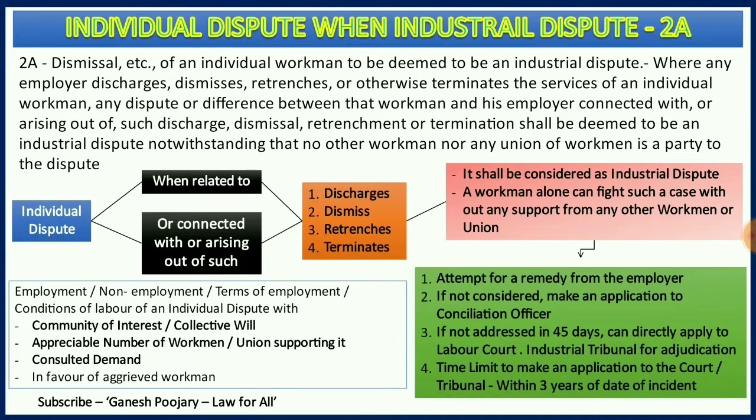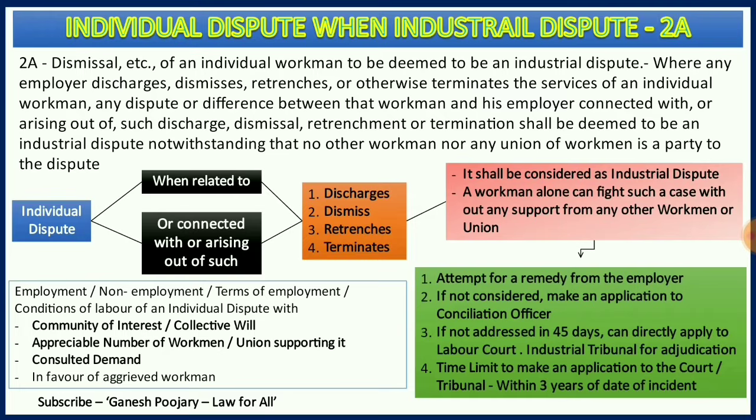So far so good. As of now, we are very clear with all the aspects that we have discussed under section 2K and 2A. Under 2A, now we are very clear that if an individual dispute is related to or connected to or arising out of any kind of discharge, dismissal, retrenchment or termination, then it shall be considered as industrial dispute and a single workman can fight his case. That's very clear. My question is, what if the issue is not connected to discharge, dismissal, retrenchment or termination? In that case, can an individual dispute become industrial dispute?